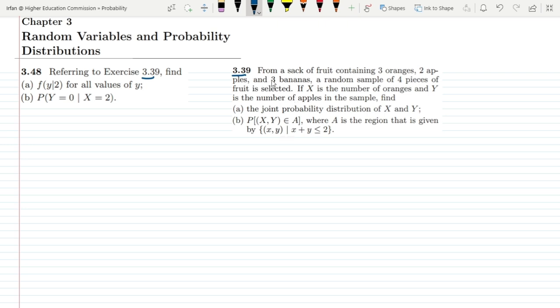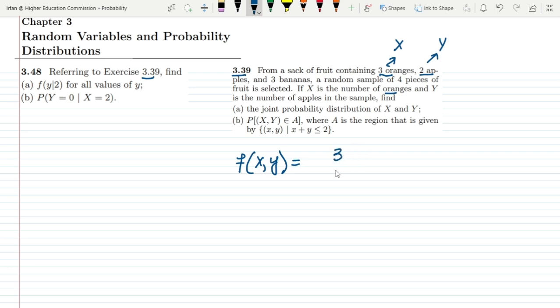This is the exercise problem 3.39, and the statement of it is given here, and from it we can very clearly see that the oranges here correspond with x, and apples here are basically y. Okay, these are also given here. If x is the number of oranges and y is the number of apples, in the sample find the joint probability distribution of x and y, and previously we have found out that the joint probability distribution of x and y is given as what?